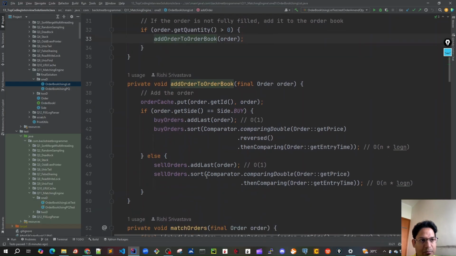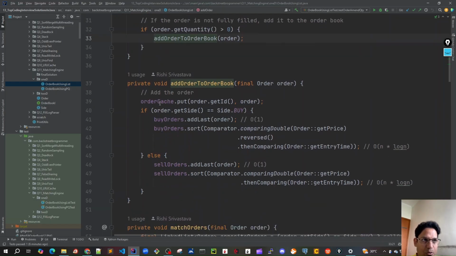the order book. And once we add it to the order book, we have to again add it to our order cache, where the key is the order ID and the value is the order itself. And then for a buy or sell order, based on the price and time priority, we have to place it and sort it. So it should be n log n again. So this was about the implementation.